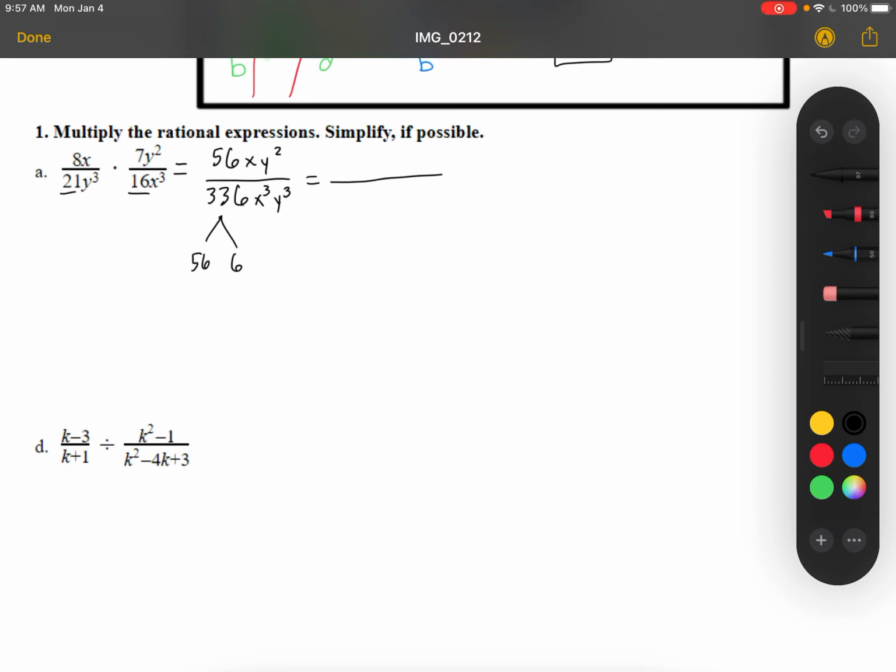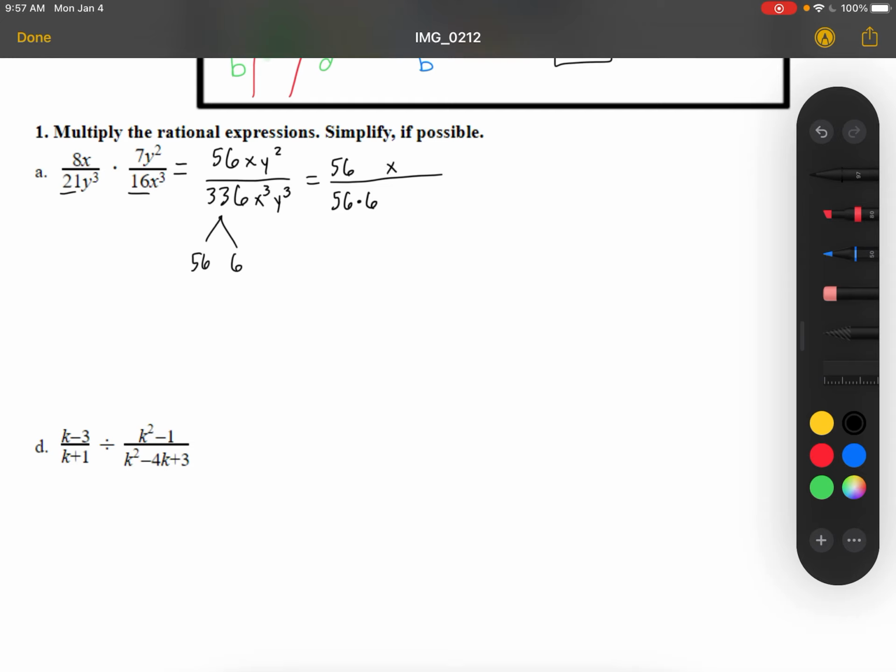So 56 times 6 does equal 336. So we can actually write that out here, 56 times 6. And if you're like, Mr. R, why did you choose that one? What is significant about that? Well, we actually have a 56 on top, and what that means is that these two things are going to cancel out. So that's actually a really good term to use.